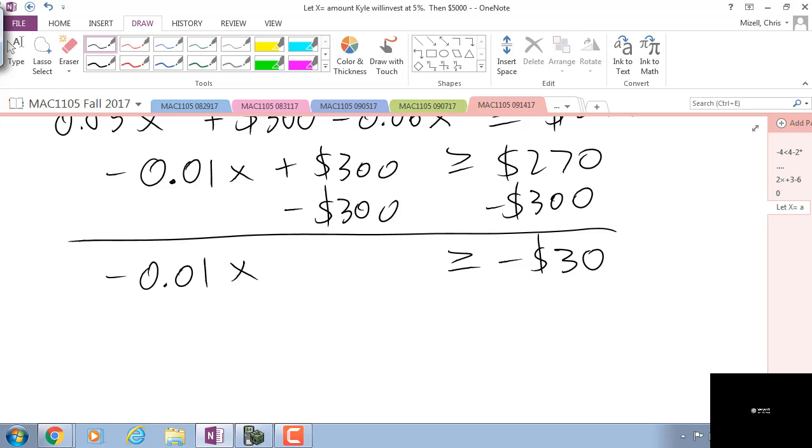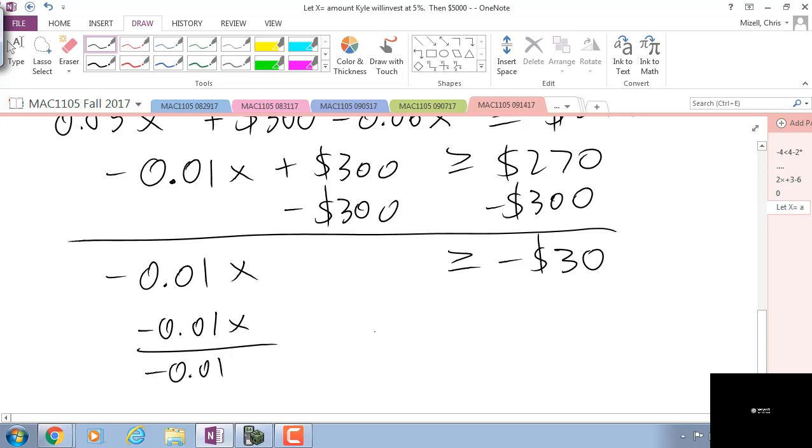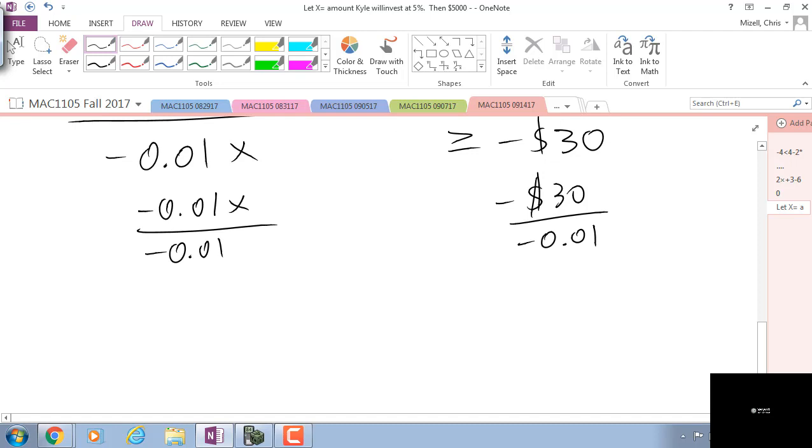But I think this is going to be possible if we divide, actually copy the negative 0.01X and divide that by negative 0.01, and copy the negative $30 and divide that by negative 0.01. X is going to have what relationship to $3,000? Less than or equal to. We've got to reverse the direction that inequality symbol is pointing.